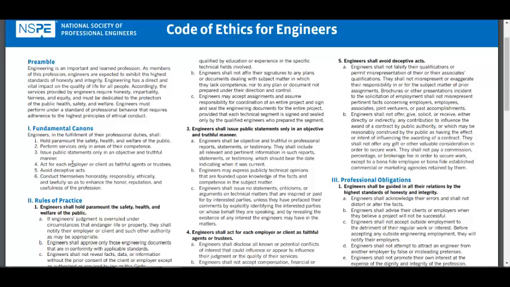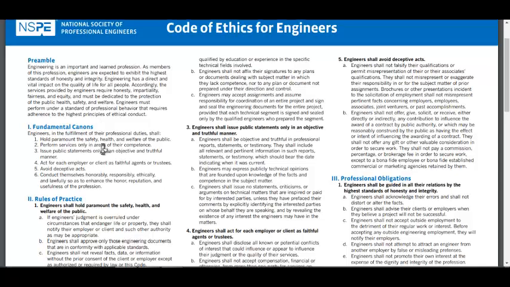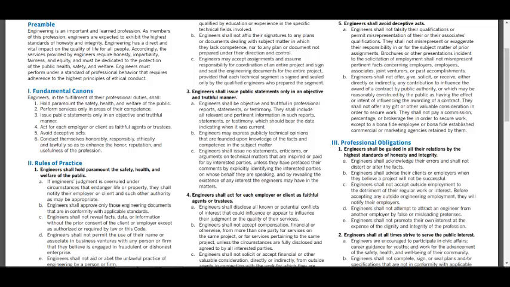And there's also things like act for each employer or client as faithful agents or trustees, and avoid deceptive acts. Lying, misleading people. See, those are values that have been sucked up into and concretized, turned into norms, and they can be referred to as fundamental canons. And you see there's more explanation of each of these, like one, hold paramount the safety and welfare of the public. Well, what does that mean in particular cases? Well, it gives you A, B, C, D. Same with each of these.